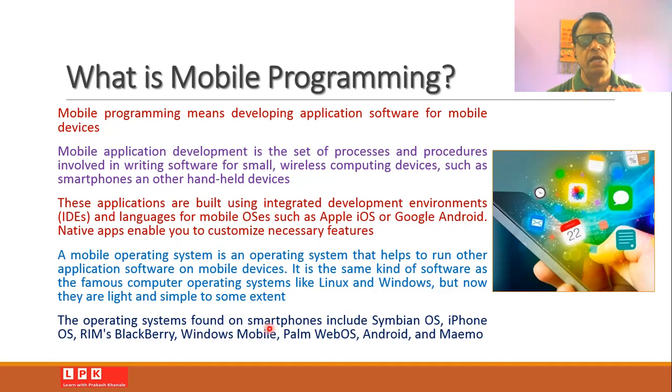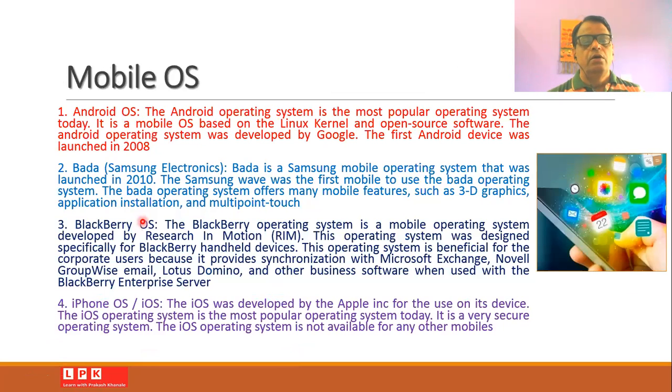There are several operating systems available on smartphones. For example, we can have Symbian OS, iPhone OS, BlackBerry OS, Windows Mobile OS, Android OS, then Palm Web OS. So there are several operating systems for mobile platforms available. Let us understand what these mobile OS are.